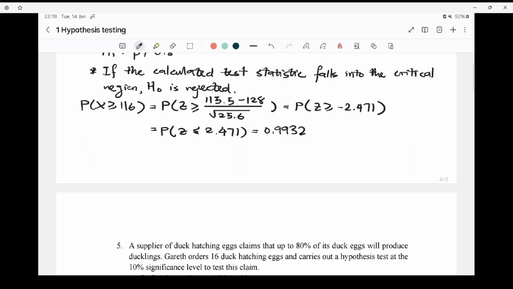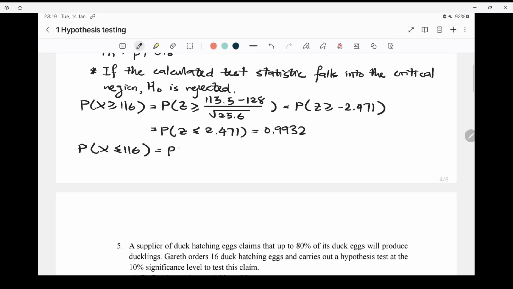Okay, so the right tail is, if you just base on the right tail, basically you don't reject the claim. So now let's look at the left tail.